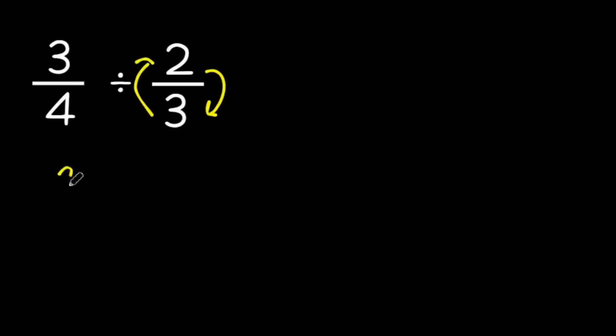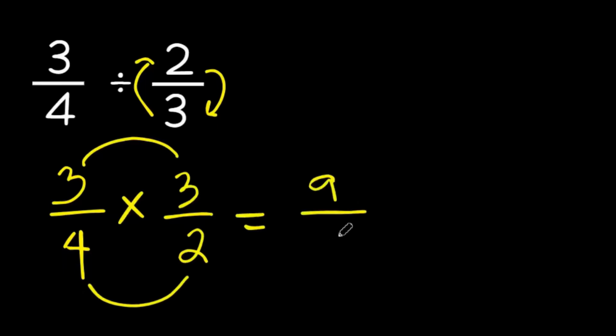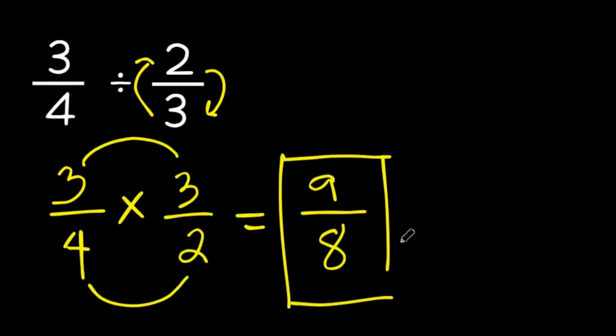So, 3 over 4 divided by 2 over 3 becomes 3 over 4 times 3 over 2. Now, we simply multiply the numerators. 3 times 3 equals 9, and the denominators 4 times 2 equals 8. So, the result of dividing 3/4 by 2/3 is equal to 9 over 8.